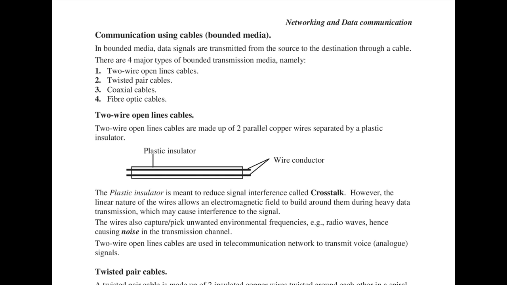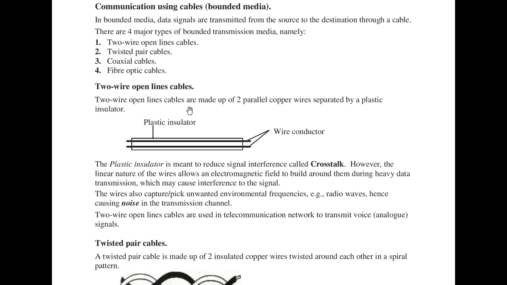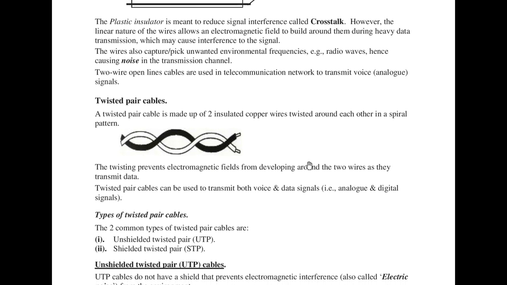But these wires suffer from crosstalk. Crosstalk is actually interference. These are noises that are available during the wires, probably because the wires are not so well insulated. Then we have twisted pair cable.